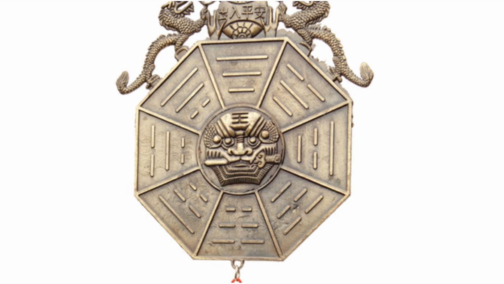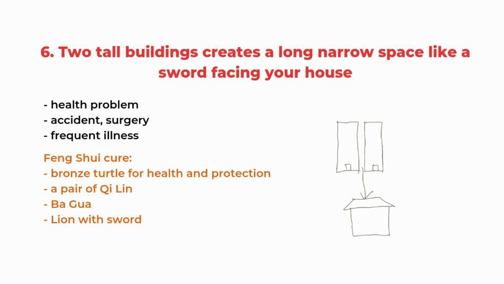And the next one is a lion with the sword. Again, the lion is a strong and powerful animal. It can fight with the Sha Qi and protect your house.